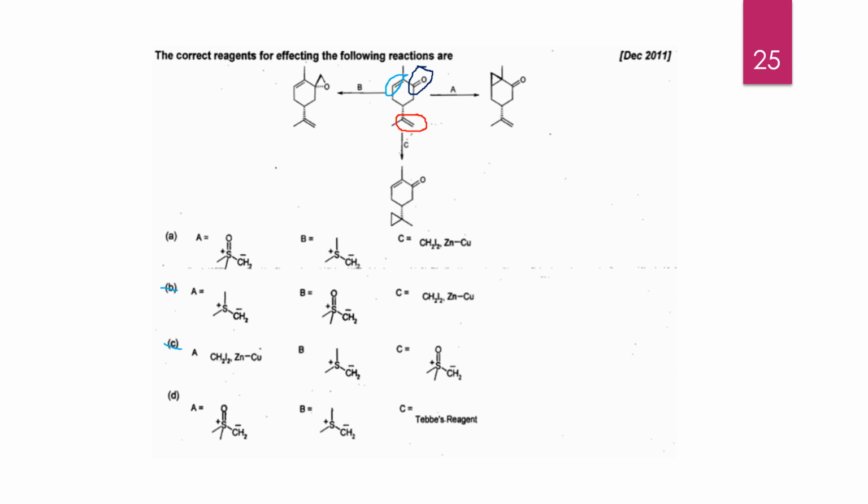So what will be the C? Where this electron rich double bond is reacting, this will be a simple Simmons-Smith reaction. The Staudinger reagent I haven't discussed yet. If you guys are interested, I can discuss that in the next session also. For now, I just know that reagent can't do this reaction. So what will be the reagent? This is a Simmons-Smith reaction. So what is our product then? So this is the correct option.